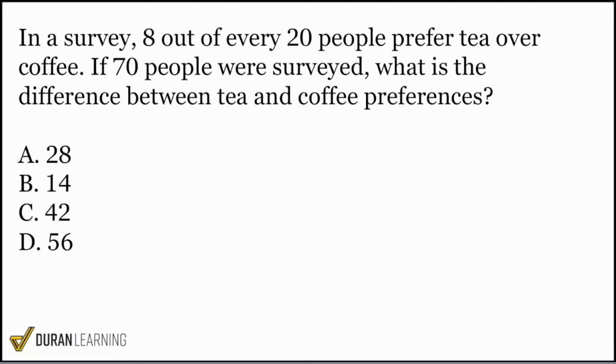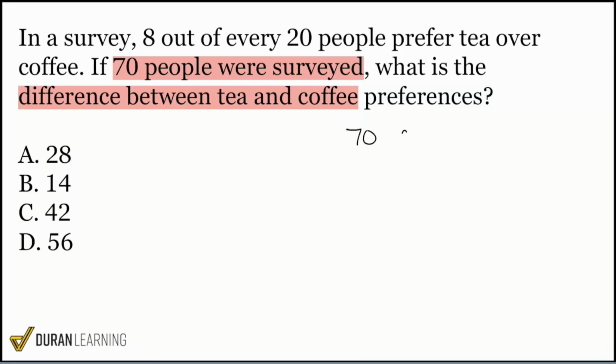So here's how we're going to structure this. We have 70 people were surveyed, and then we want to know the difference between tea and coffee. So that's how I'll write that down. We have 70 surveyed being compared with the difference, again, blank, being the difference between tea and coffee.